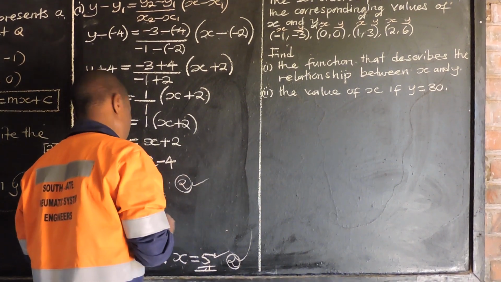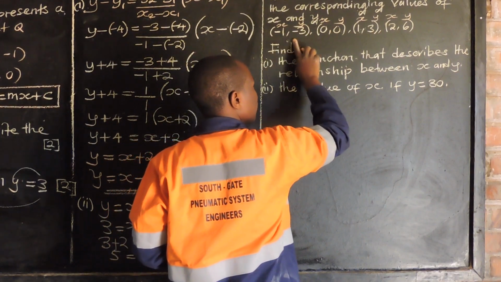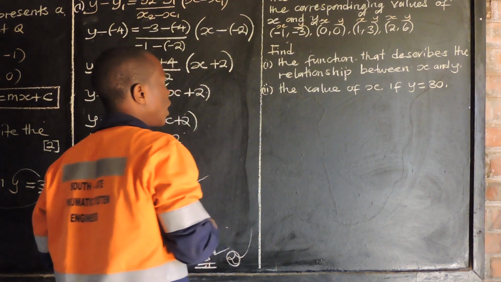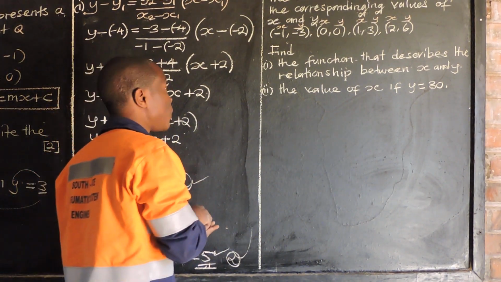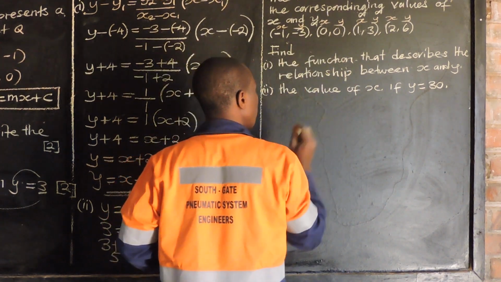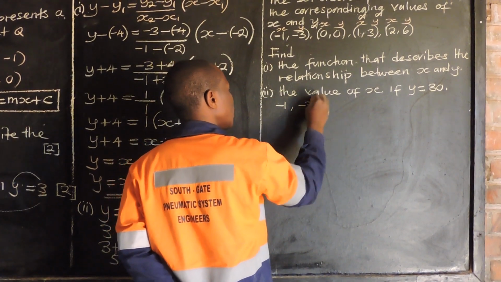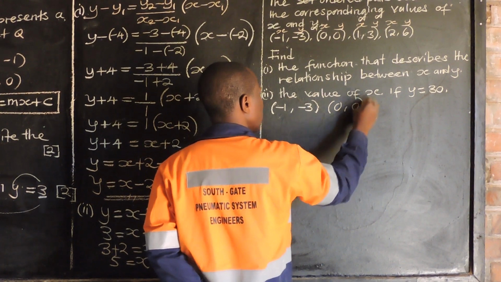So in this case, people, remember what I said? If you have been given pairs of corresponding numbers of x and y, what you do is just get two pairs. Let's say you get this pair and this pair. So I'm just going to get negative 1, comma, negative 3, and also 0, comma, 0.